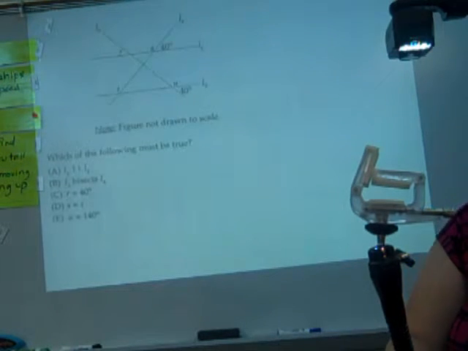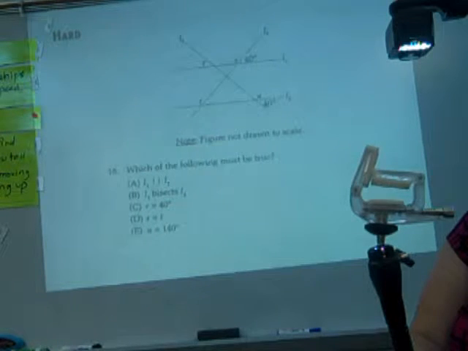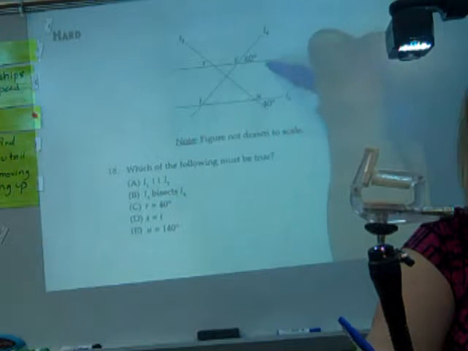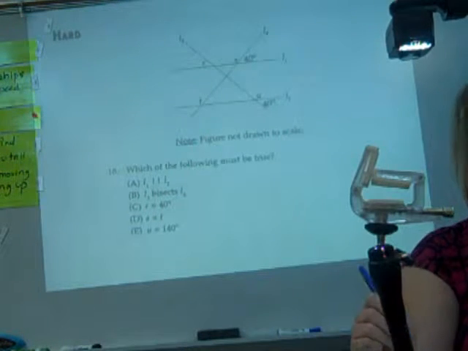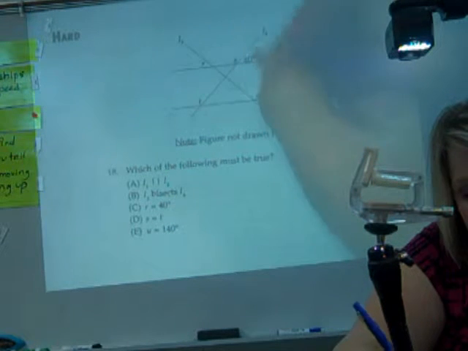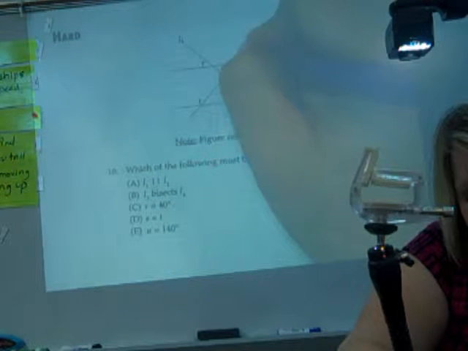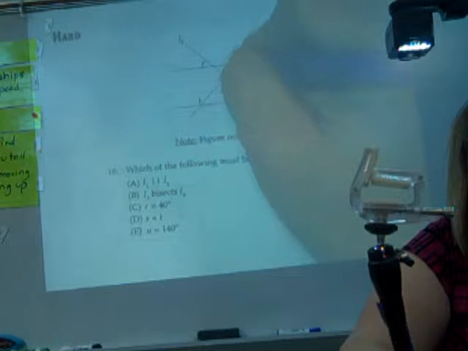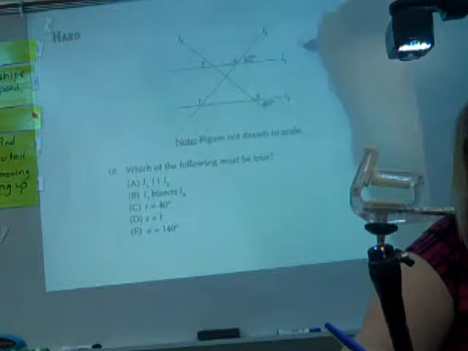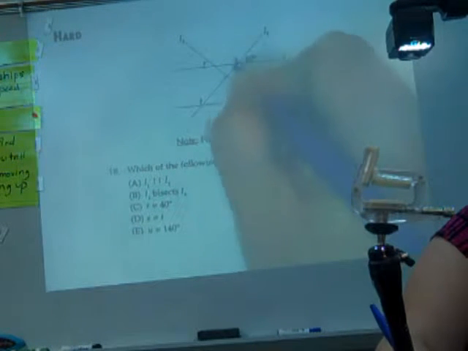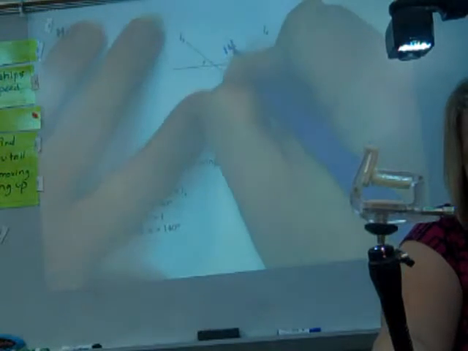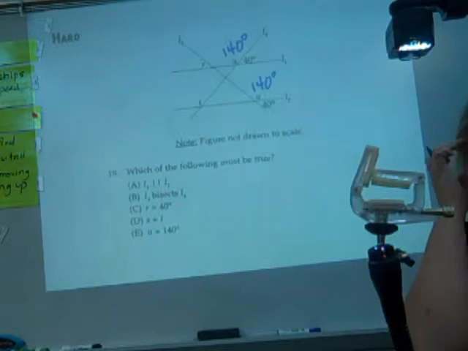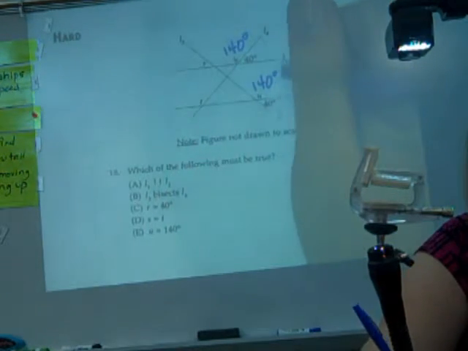Okay, and then the hard. Okay, so this says figure not drawn to scale, which means that you cannot assume that these 2 lines are parallel. You would have to have proof that they were. Okay, so what I see here is that this is 40, this is also 40, which means that U and S would both be 140, right? Because these have to total up to 180 since they make straight lines. But that's really all I can assume from this picture. I mean, you can assume that straight lines are straight lines, but you can't assume that lines are parallel.